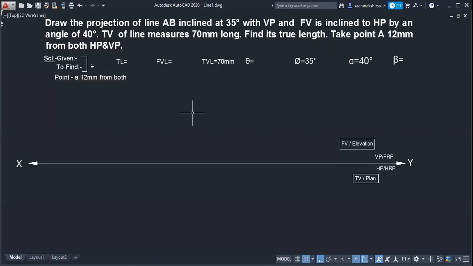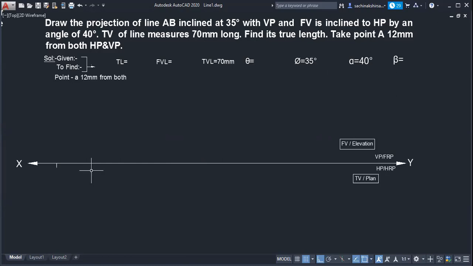Independent means this is a problem of assumption. We should assume one point. We cannot go directly because, if TVL is given, which angle should be given to make it a simple problem? Beta. But beta is not given. Alpha is given. If alpha is given, which length should be given to make it simpler? FVL. It is also not given. Phi is given, either phi or theta. If it is given, which length should be given? True length. It is also not given. So that's why it is a problem of assumption.